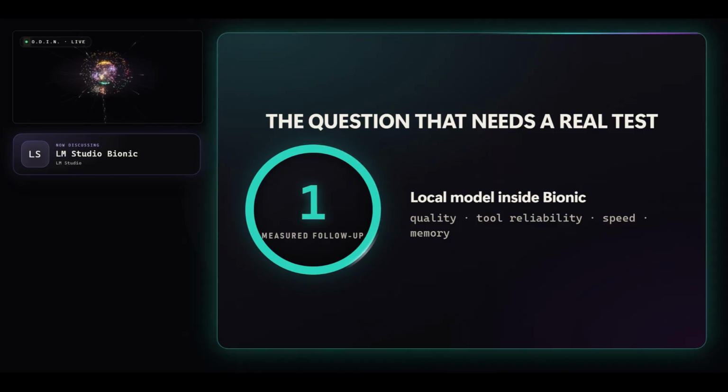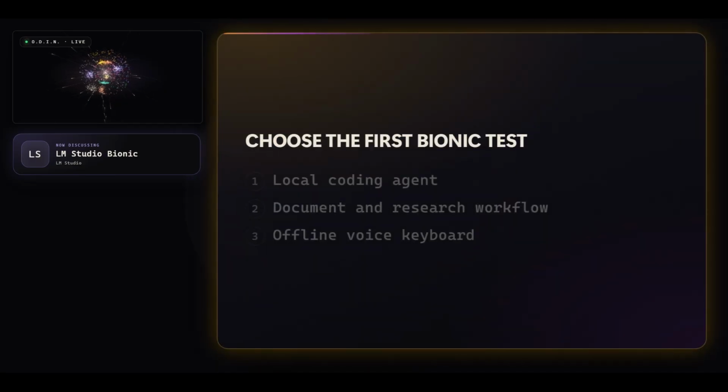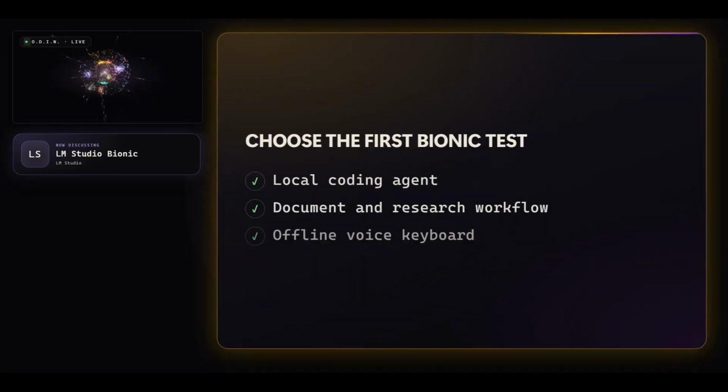The next question is how capable today's smaller local models actually are inside this agent loop. Which should we test first? A local coding agent, a document workflow, or the offline voice keyboard?